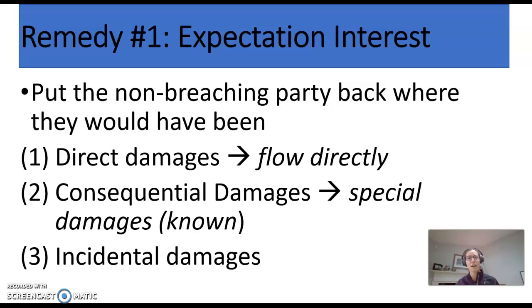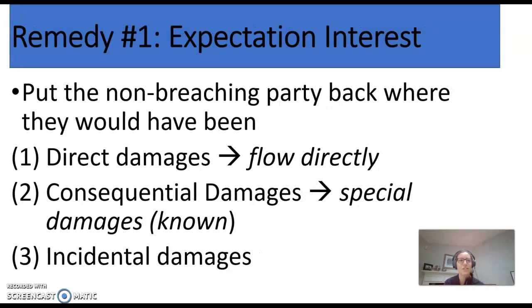Remedy number one in contract law is called expectation interest. Expectation interest means that the damages, the remedy, is going to put the non-breaching party, that would be Ace Studio, back in the place it would have been in had Raina performed. So where would Ace Studio be if Raina performed? First, we break it down into these three categories: direct damages, consequential damages, and incidental.